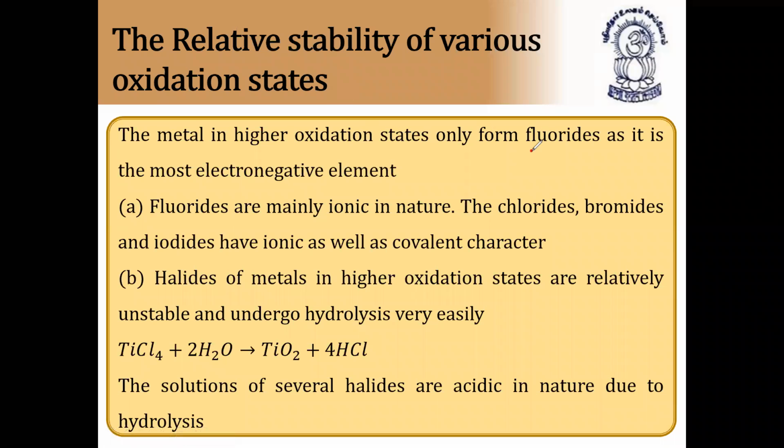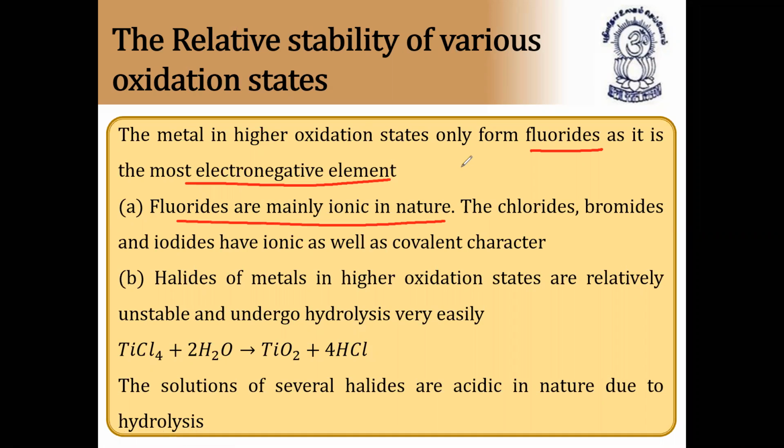Like manganese fluoride, as fluorine is the most electronegative element. And these fluorides are mainly ionic in nature. Very important point: the metals in the higher oxidation states will form covalent compounds, but with fluorides they form ionic compounds. For example, manganese fluoride, MnF7. The oxidation state of manganese is +7, but still it is ionic in nature because fluorine is the most electronegative element.